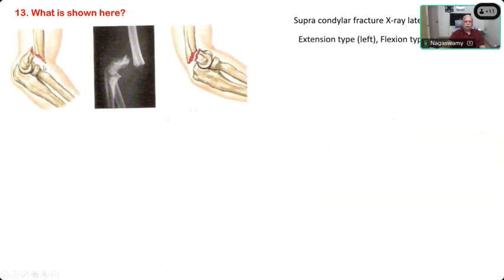That is the extension type, where the broken portion has gone behind the main shaft. Here it is remaining anterior, in front of that. So that is flexion deformity. How is the clinical appearance of the supracondylar fracture described? It looks very obviously disfigured. What shape does it assume?